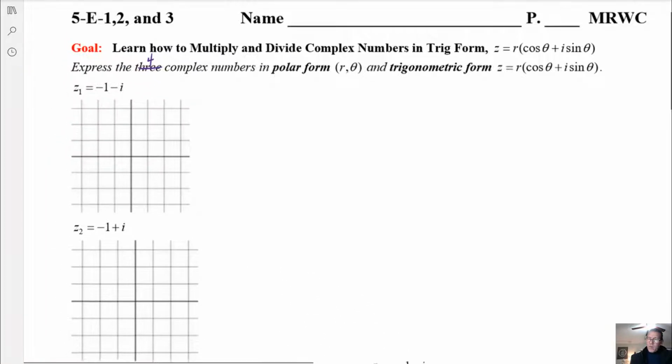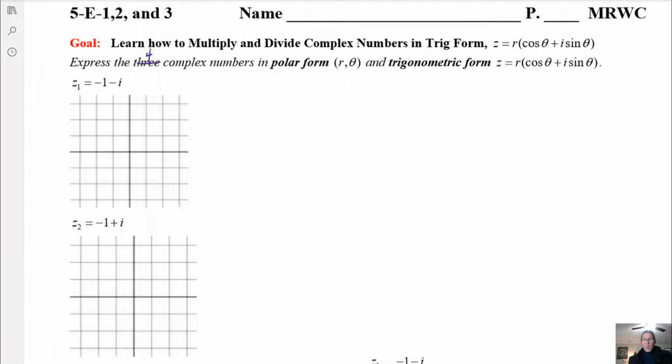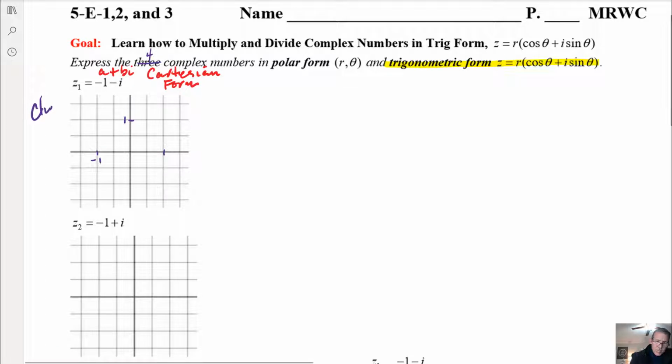Let's get with it and kick in our skills that we already know. This is called Cartesian form: a plus bi. What we want to do is express it in trig form. To do that we graph it first, as you already know. I'm going to change the scale a little bit to make things bigger: every 2 squares equal 1. Not that you have to, but if I didn't, the picture would look extremely small.